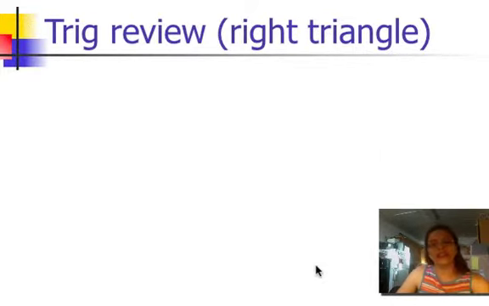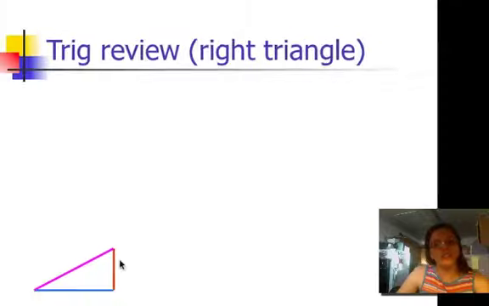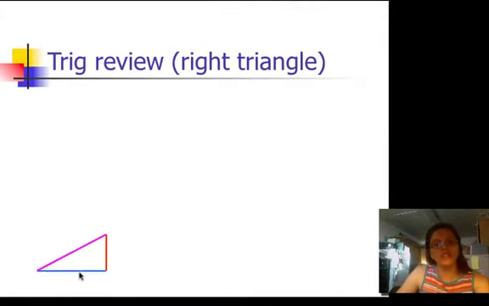So trig review. We have a right triangle, we have the hypotenuse, adjacent. Well, we don't know which one's adjacent or opposite until we mark an angle. And once we have an angle, the side that is touching the angle is the adjacent, and the side that is not touching the angle is the opposite side. So we have the adjacent, opposite, and hypotenuse.